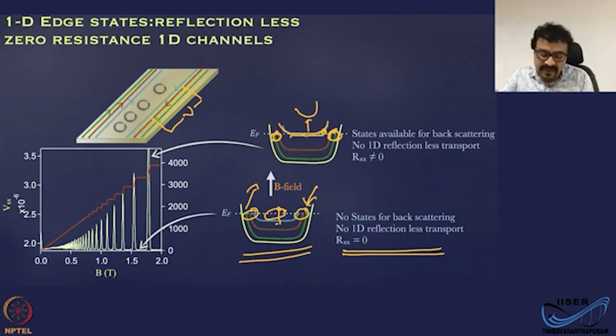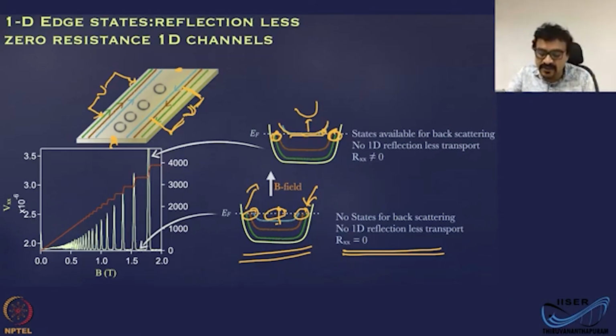You are running a current through the system between these two contacts, but you are also trying to measure the voltage drop along this edge. Now in this situation, you have states at the edge, and the bulk is insulating. What that means is, you have no reflection at any of these edges.